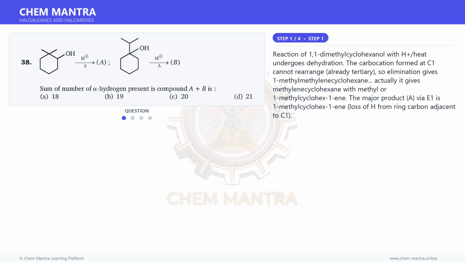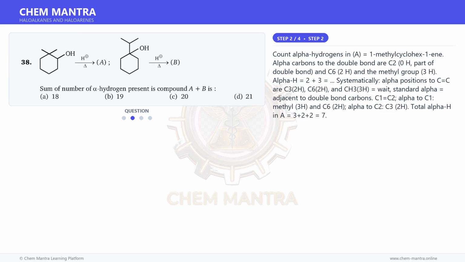1,1-dimethylcyclohexanol with H plus heat undergoes dehydration. The carbocation formed at C1 cannot rearrange, already tertiary, so elimination gives 1-methylmethylcyclohexane. Actually, it gives methylcyclohexane with methyl or 1-methylcyclohex-1-ane. The major product, A, via E1 is 1-methylcyclohex-1-ane, loss of H from ring carbon adjacent to C1.